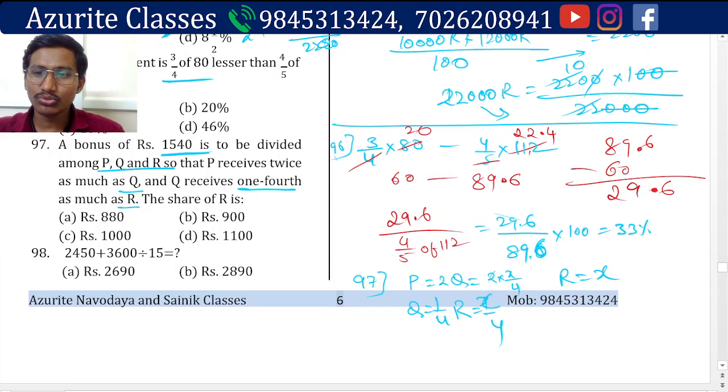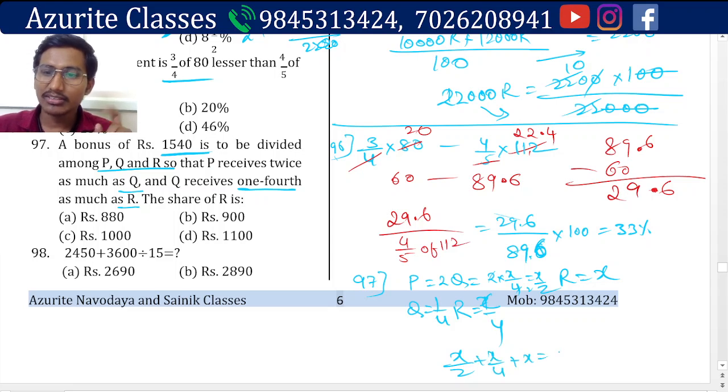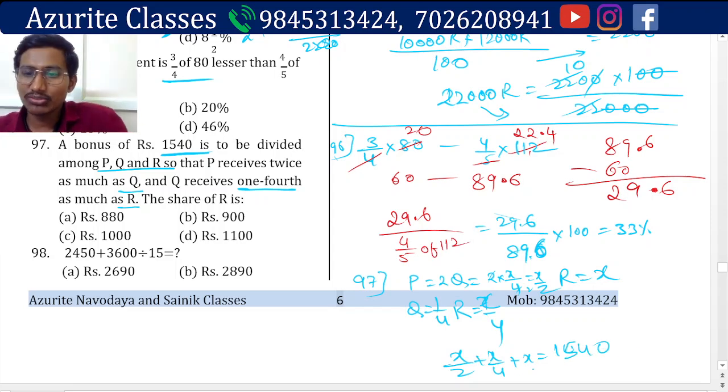x by 4. So 2 2s are 4, so x by 2 will come as the answer, right? So all of this, x by 2 plus x by 4 plus x, all of that will be 1540. So if you take the LCM, 8 will be the LCM here, so that 8 will multiply this side.